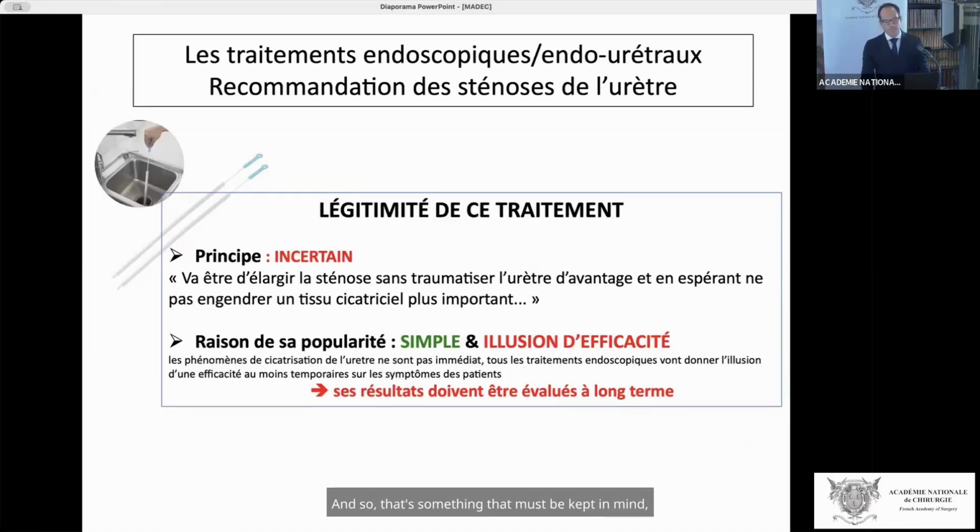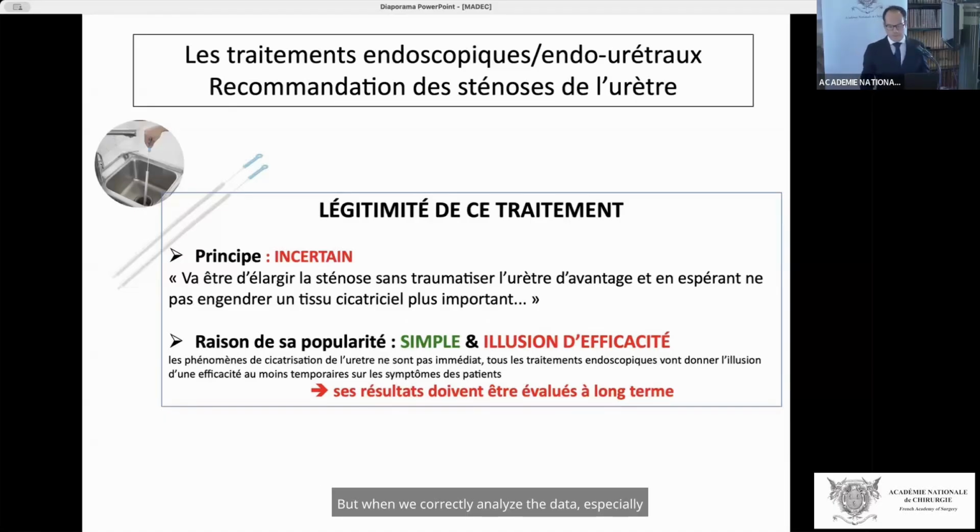And so that's something that must be kept in mind, is whether we are offering a palliative treatment to the patient that will last a few days or weeks, which is, in my view, what self-dilations do, or are we going to try a curative treatment for this pathology? And so indeed, it gives an illusion of effectiveness, and it's problematic in the literature because as soon as follow-ups are short, success rates are very high for endoscopic treatments.